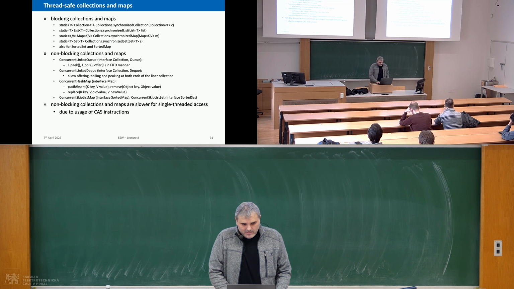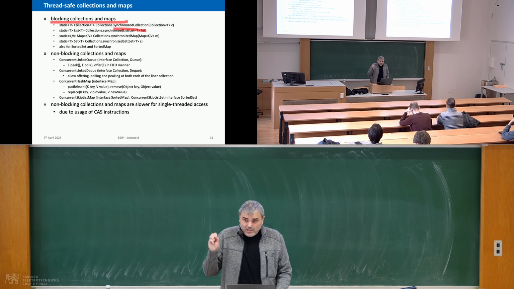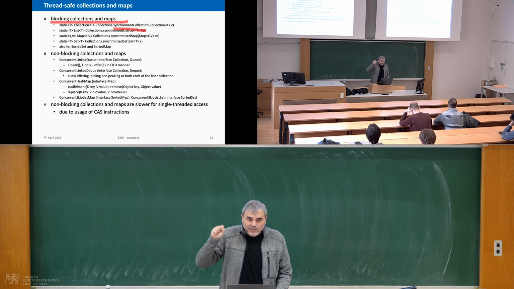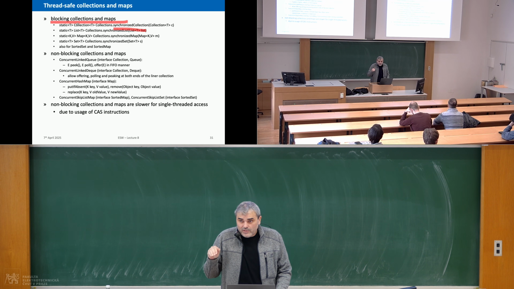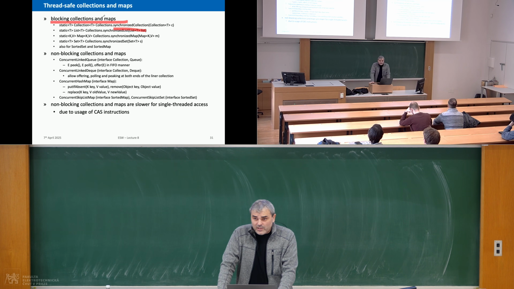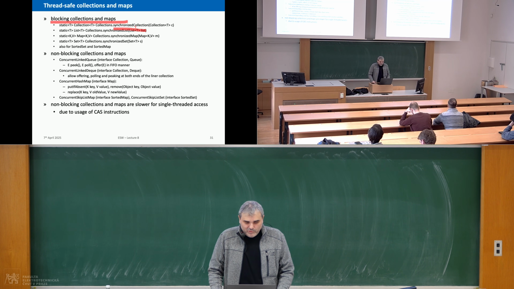So to summarize that, there exist thread-safe collections and maps. You can use blocking collections and maps, where there is a decorator mechanism, synchronized collections, factory methods returning a different instance, which internally just puts synchronized on every operation. And that's it. It decorates all operations of a particular type of collection, list, map, set, and so on, with synchronized. So you don't need to do it yourself. That's the way you create blocking collections and maps easily in Java.